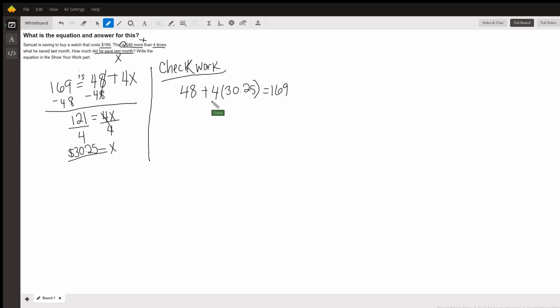So let's do order of operations first. 4 times 30.25. So this is 121 plus 48. Looks pretty good. 169 equals 169, so we're in good shape.